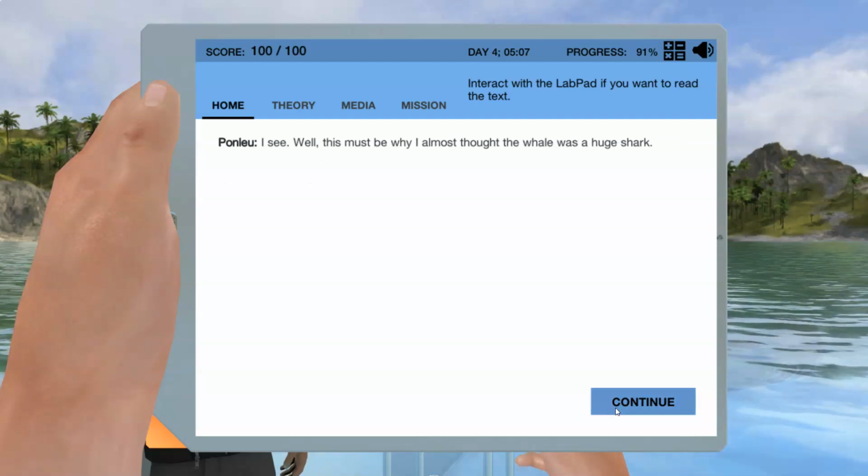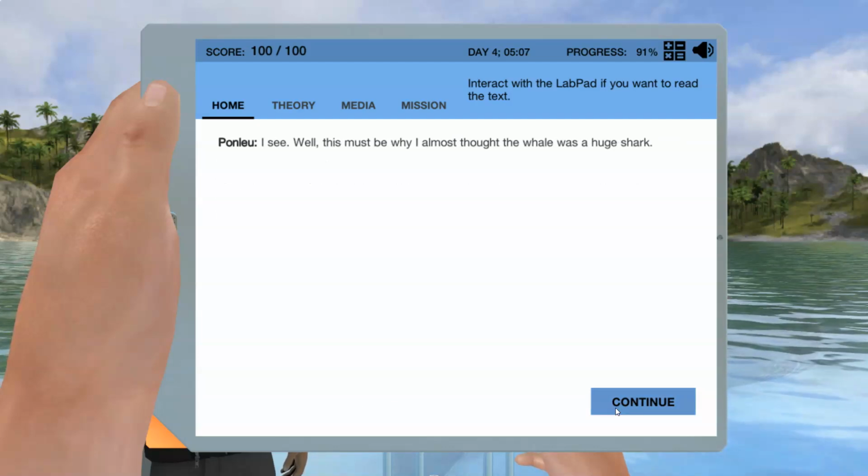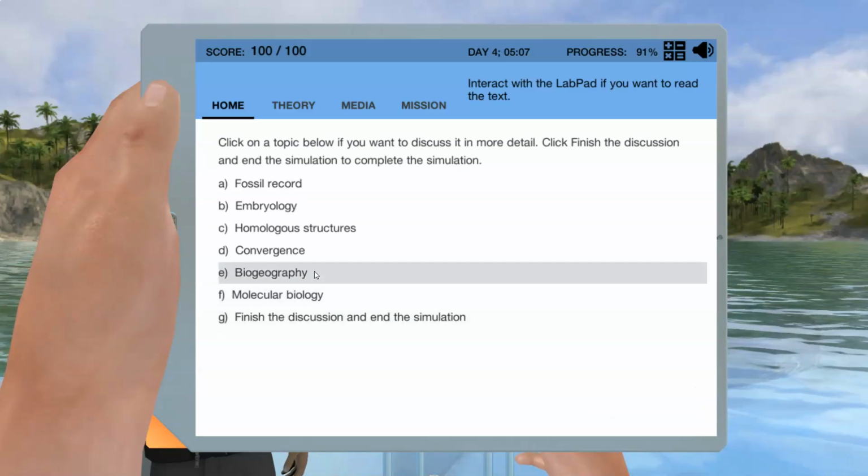I see. Well, this must be why I almost thought the whale was a huge shark. Click on a topic below if you want to discuss it in more detail.